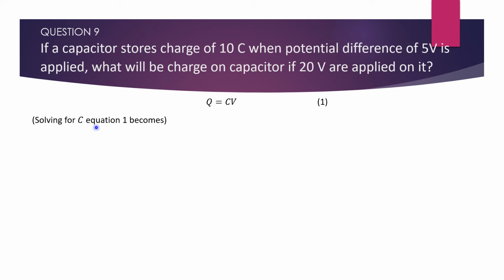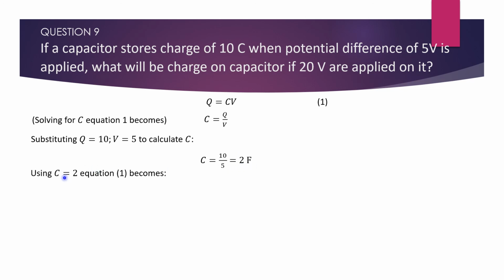Solving for C with the given value of 10 coulomb and 5 volt, equation 1 becomes C is equal to Q over V. Substituting Q is equal to 10, V is equal to 5 to calculate C, C is equal to 10 divided by 5 equal to 2 farad. Now, using C equal to 2, equation 1 becomes Q is equal to 2V. Now, use V is equal to 20 to calculate Q.